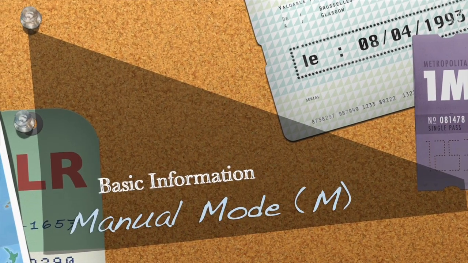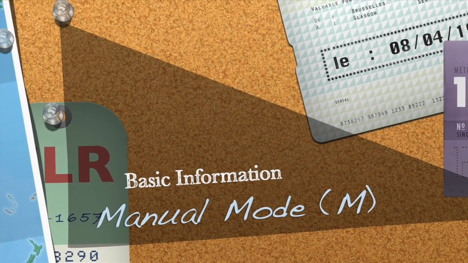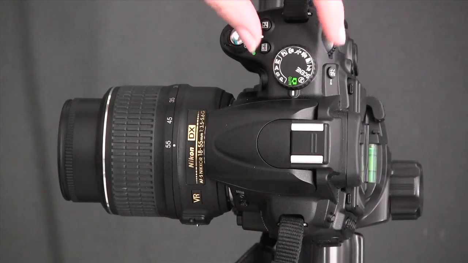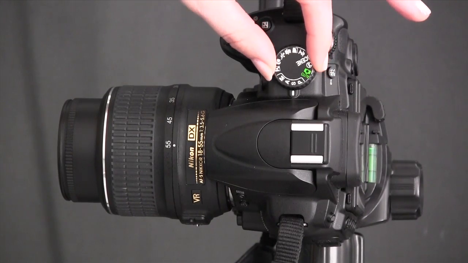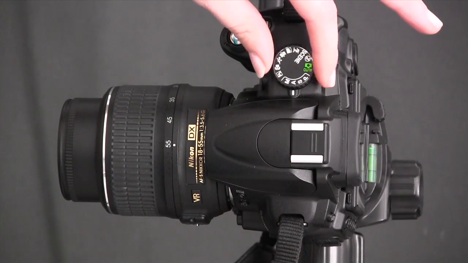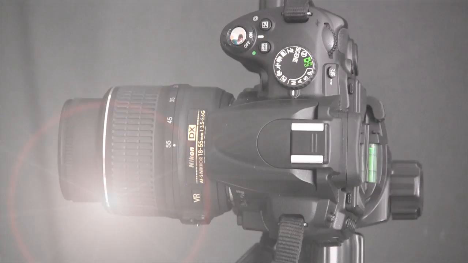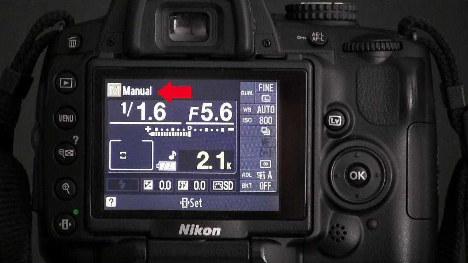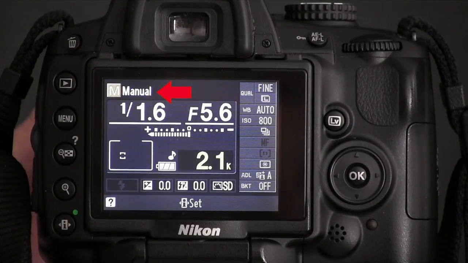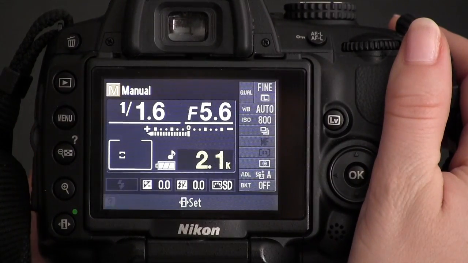The second program being used is the manual mode. The mode dial will need to be shifted to the M position, representing manual mode. In this mode, we will need to be able to locate the exposure compensation button, which is also known as the aperture button. As you notice, the camera is now presenting the word manual at the top of the camera screen, signifying that it is in the correct mode.